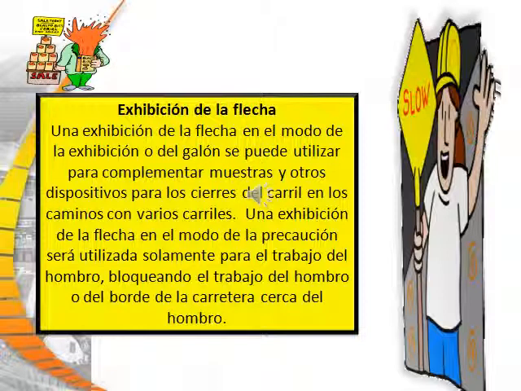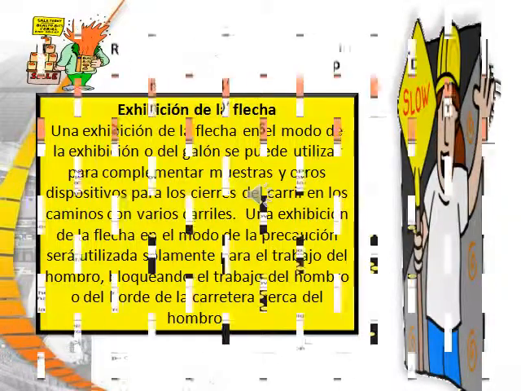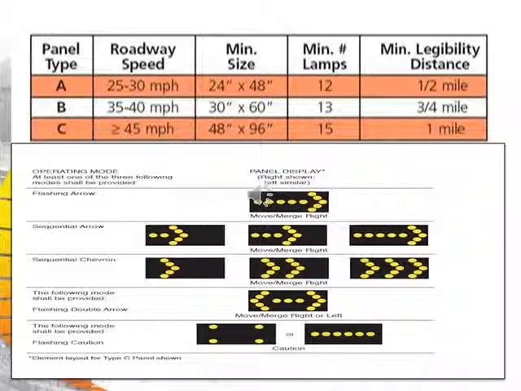An arrow display in the display or chevron mode may be used to supplement signs and other devices for lane closures on multi-lane roadways. An arrow display in the caution mode shall be used only for shoulder work, blocking the shoulder, or roadside work near the shoulder. Here we can see the panel types, the roadway speed, the minimum size, minimum number of lamps, and minimal legibility distance.